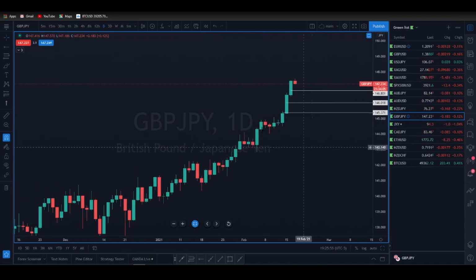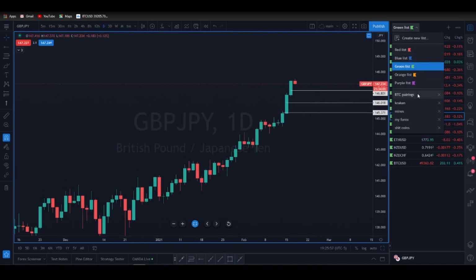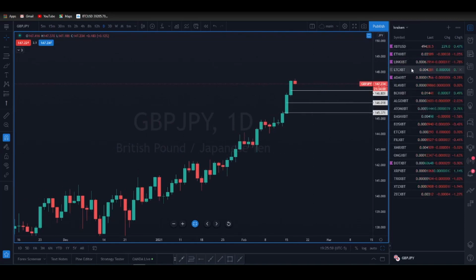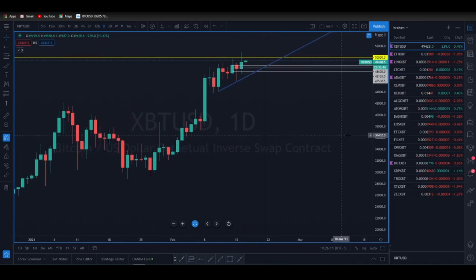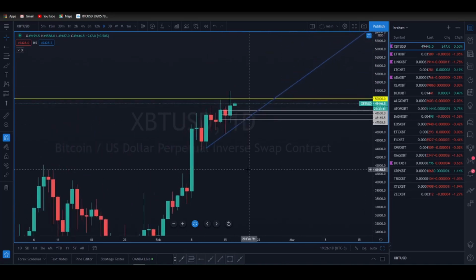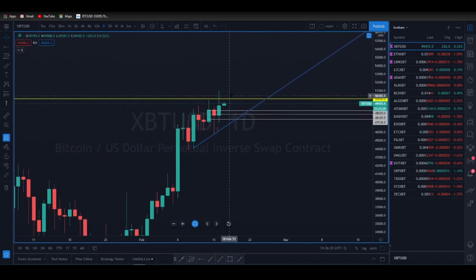All right, so basically that's all I was going to go over tonight. Let me just go over this real quick. Bitcoin is slowly making its way. We took out that $50,000 area, but we got rejected. So it's starting to make this ascending channel moving higher.